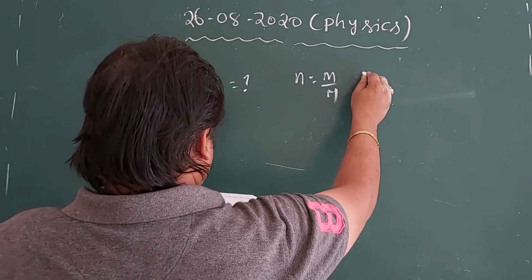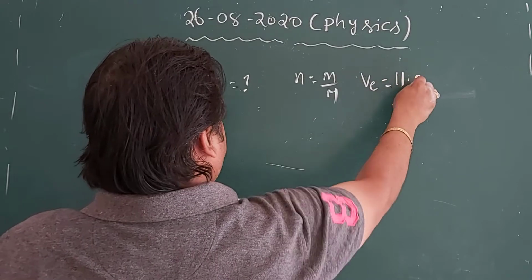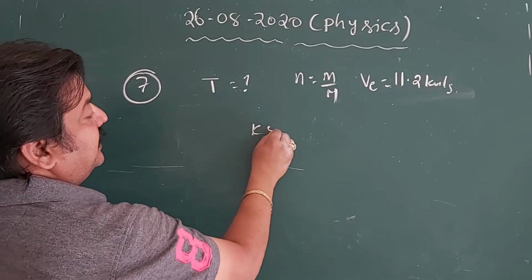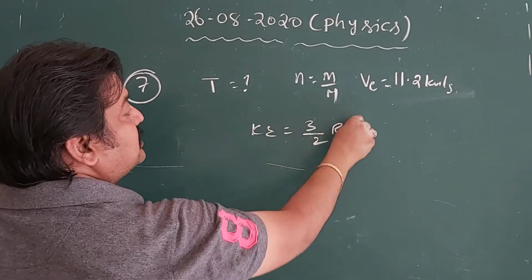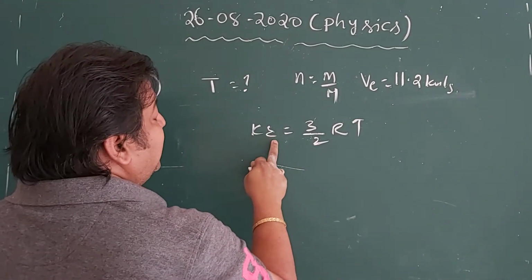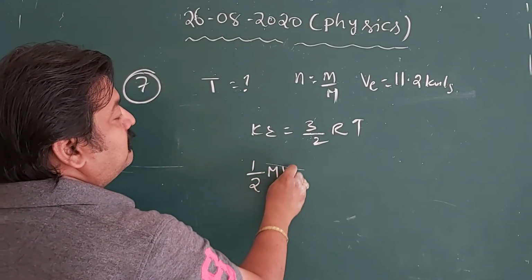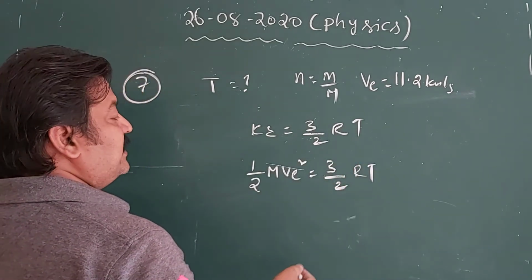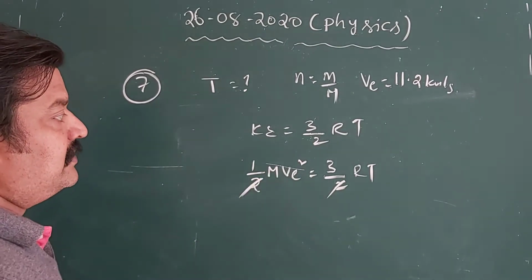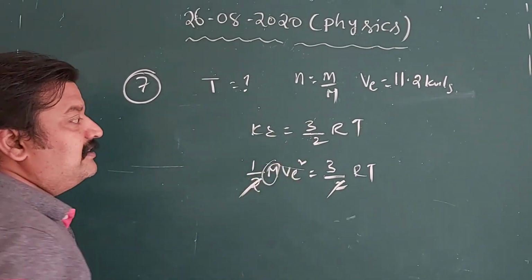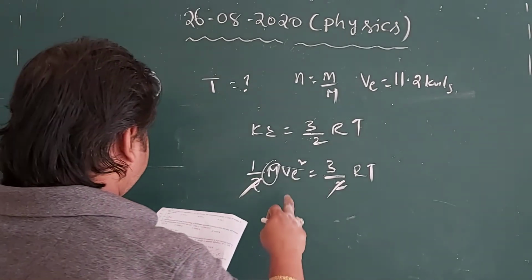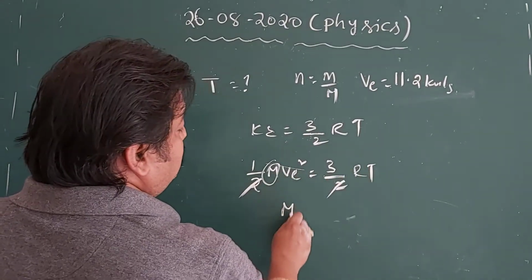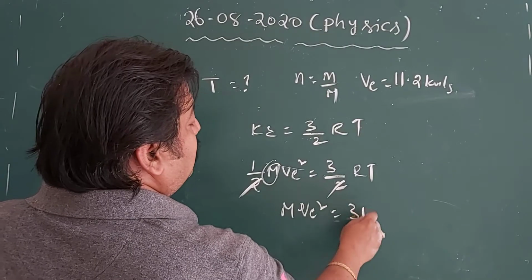How much temperature should be required? They have given the escape velocity as 11.2 kilometer per second. But we know very well KE is equal to 3 by 2 RT, because they need to find the temperature. But KE you can read as half mv square is equal to 3 by 2 RT. Now the 2 gets cancelled, and mass you know. They did not give the number of moles. So mv square is equal to 3 RT.